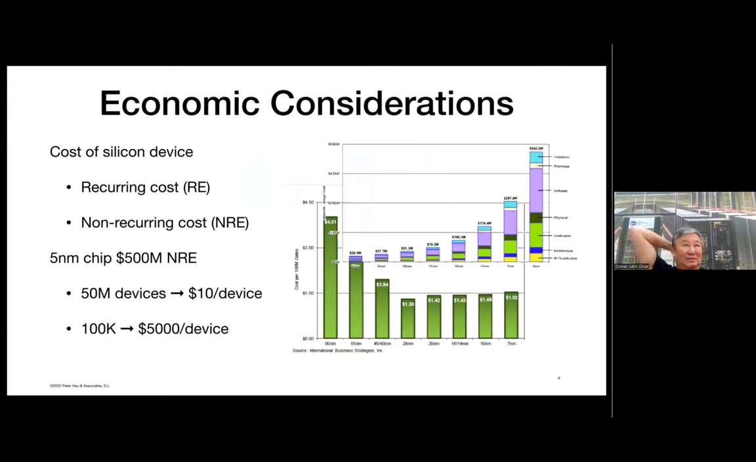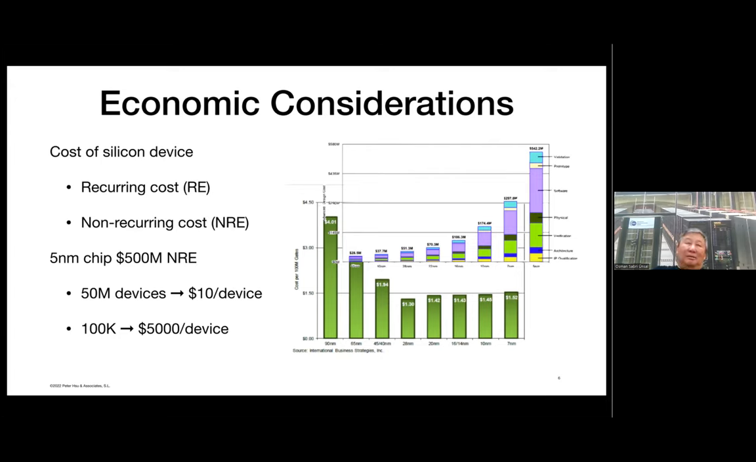Now, there's economic considerations when you build products. The cost of a silicon device is basically made of two parts, the recurring cost, which is materials, and the non-recurring cost, which is the engineering that goes into the design. For silicon chips, the non-recurring costs can be very high. So the chart on top, the colored bars, is from a talk on the web somewhere, and they estimate that it costs $500 million to design a 5-nanometer chip. Now, you can argue about exactly what the number should be. Is it $500 million? Is it $250 million? Is it $1 billion? We don't know.